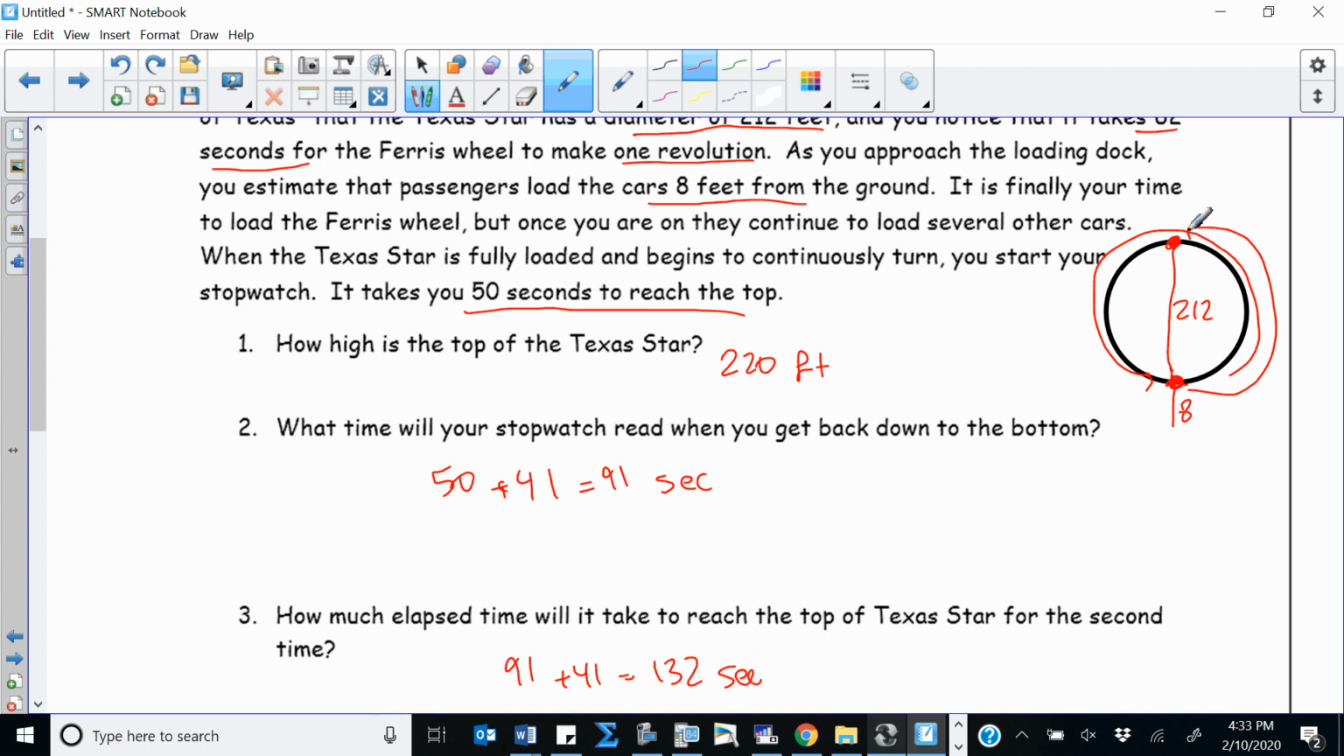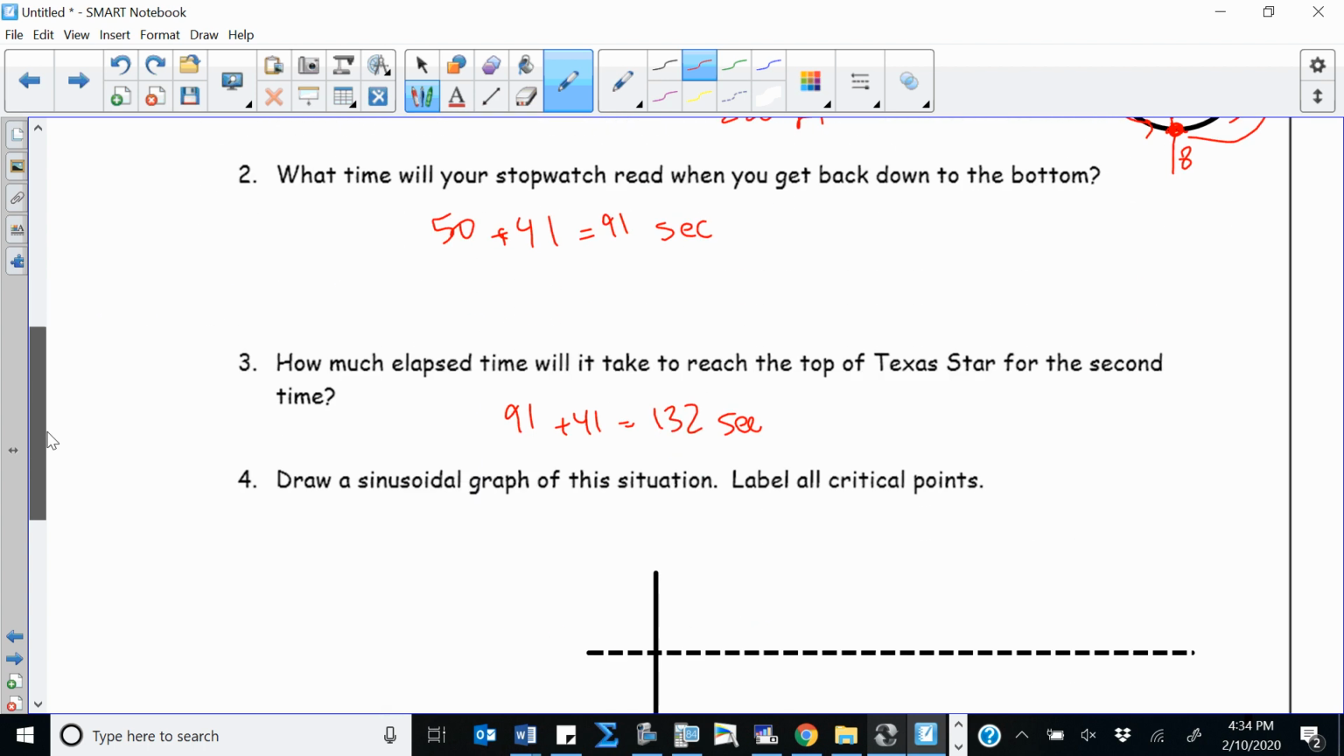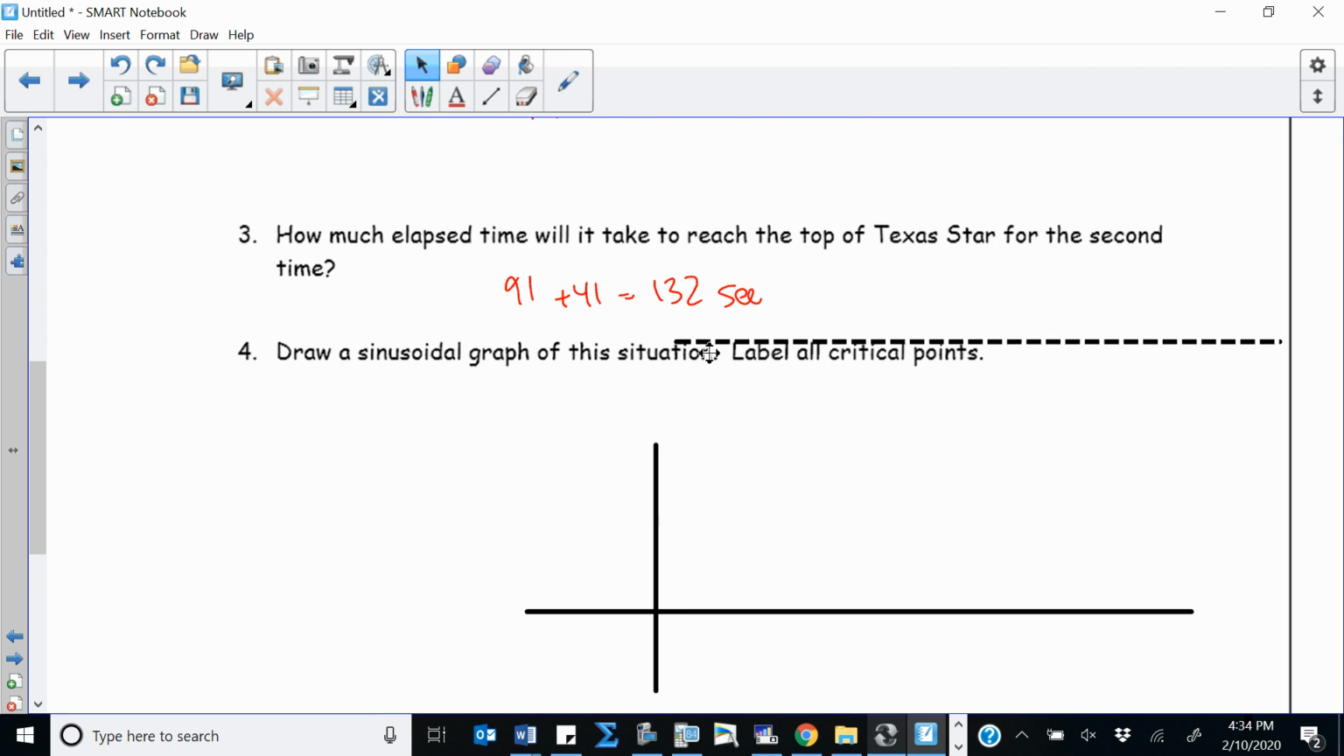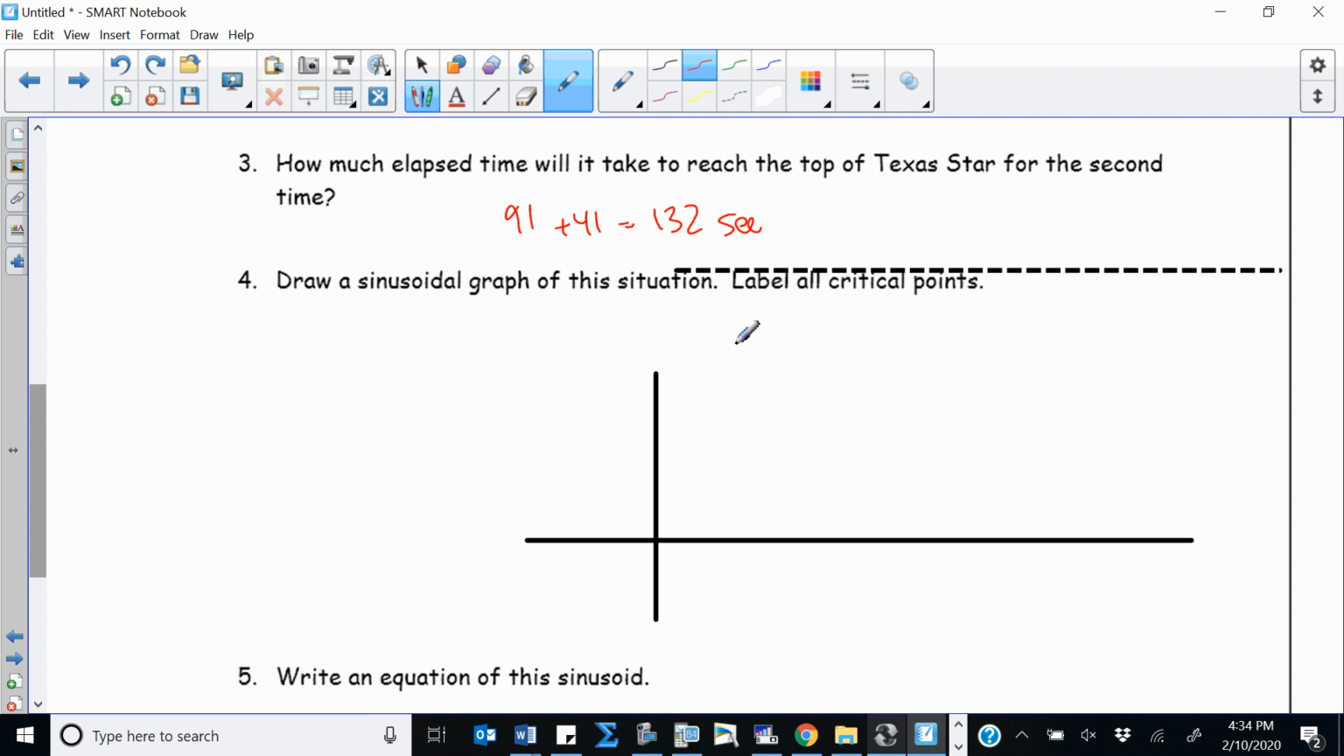seconds to reach to the highest point again. Now we want to graph the sinusoidal axis. We know that the graph of the function is showing the height versus time. So the y-axis is height and the x-axis is the time.